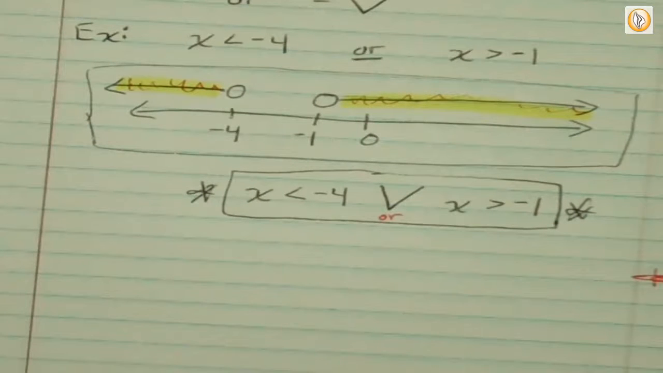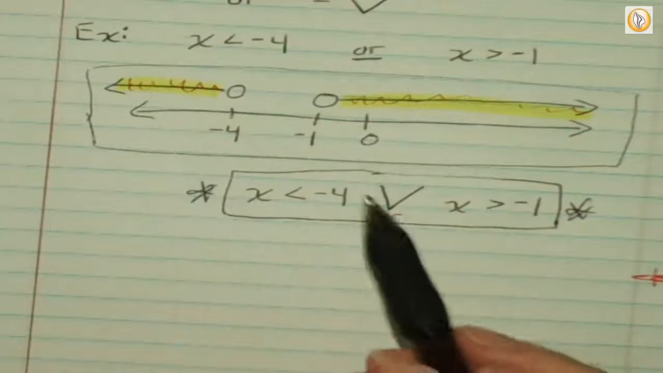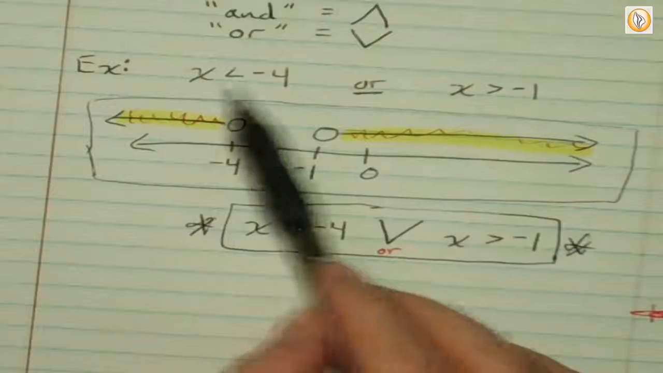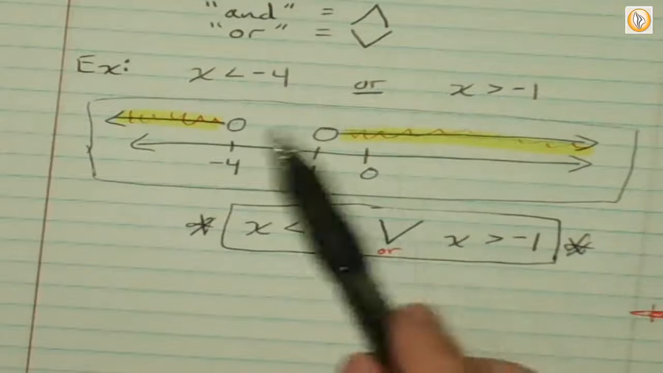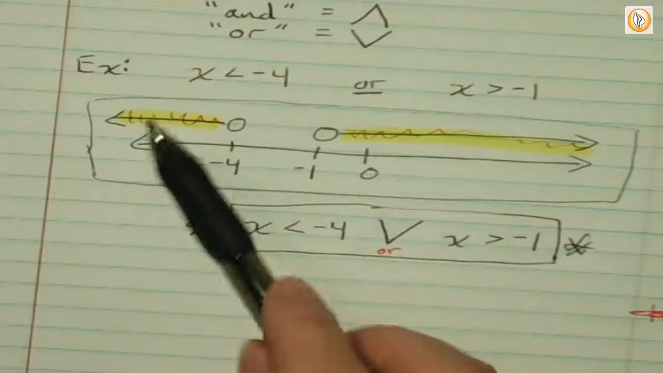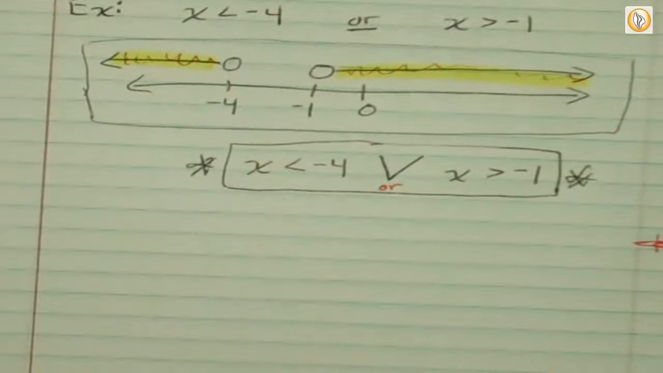Let's look at the next example. Because this is the basic example, okay? They give you two, we graph them, and they don't cross each other. So the areas where they don't have it in common, that's how we write it. Now watch this example.